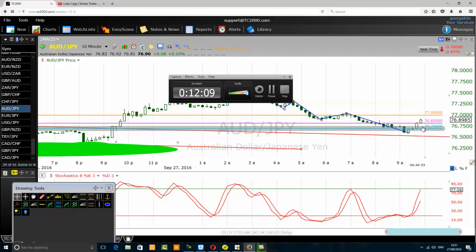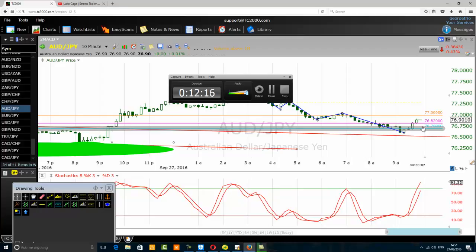You understand? As a scalper, I'm controlling the risk. As the price is moving up, I'm reducing my risk tolerance. Okay.